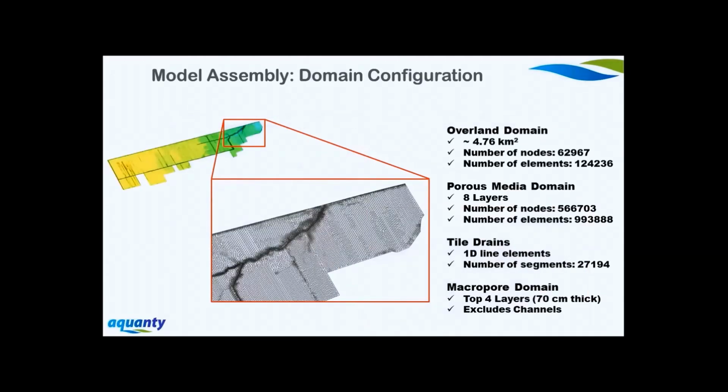And you can see this is what our mesh looks like. We have a finer discretization along the surface water flow channels, and the discretization also aligns with field boundaries and tile drain orientations as well. In total, this model has about 566,000 nodes, close to 1 million elements, and it consists of 8 layers, 4 of which are macroporous.